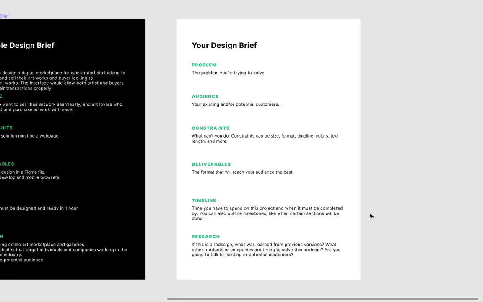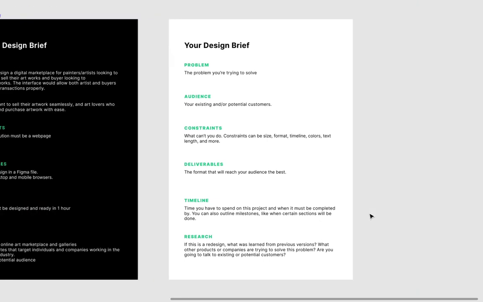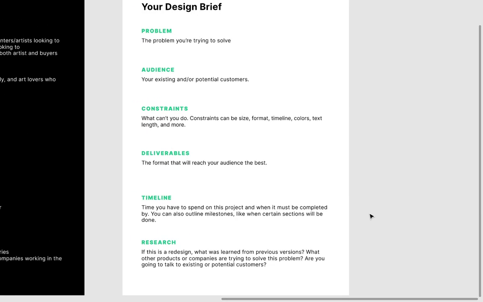So I want you to note this down on your paper and write them out. Problem, your audience, the constraints, the deliverables, the timeline you have, then all the research process you'll be taking or you've taken. So you need to write that down.